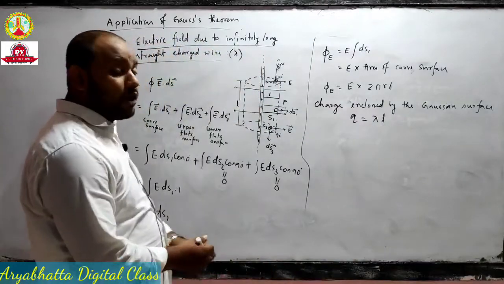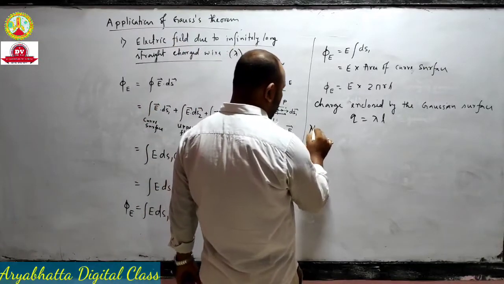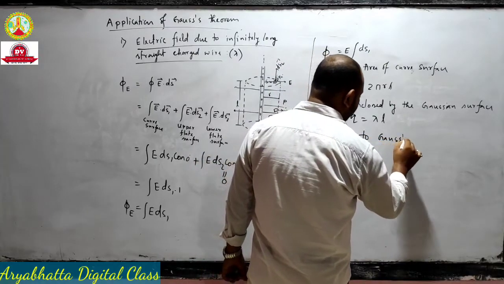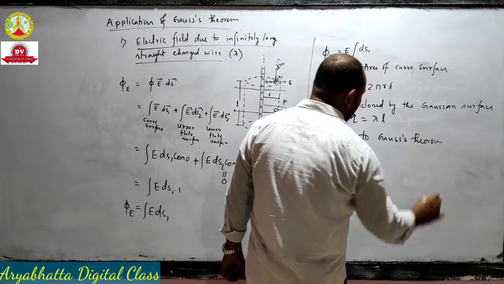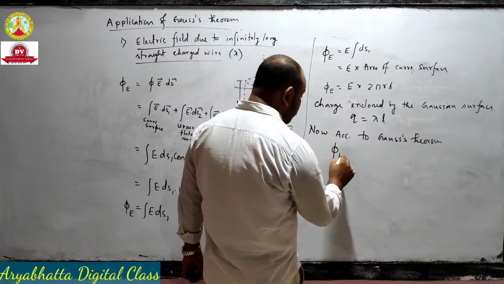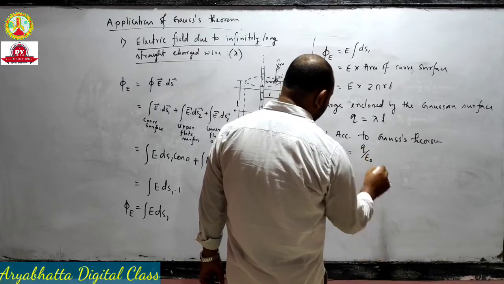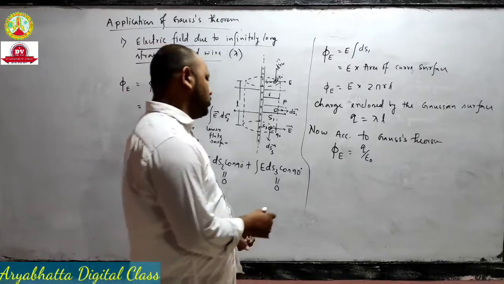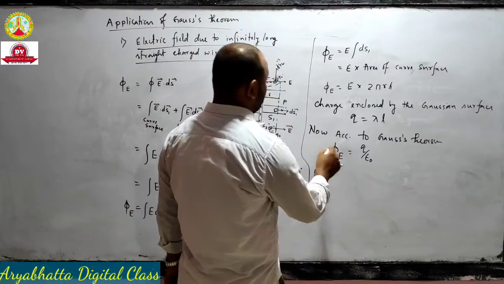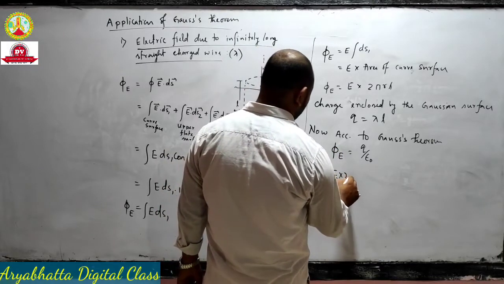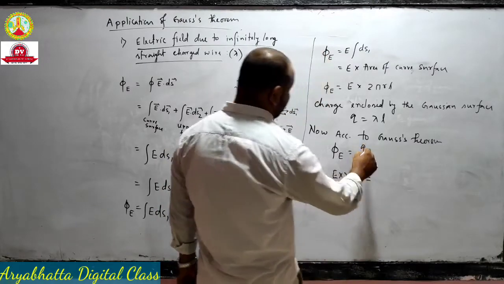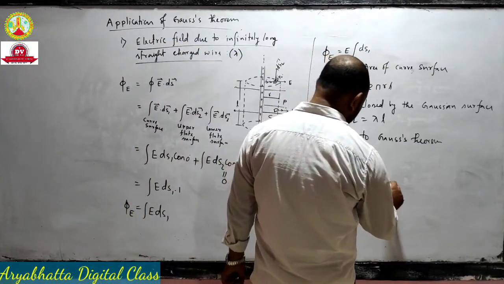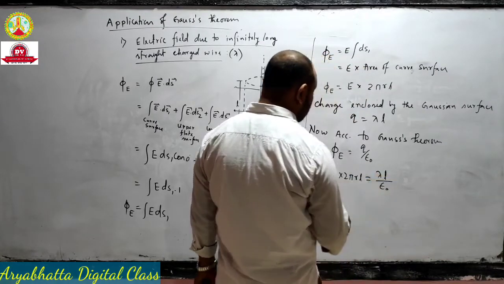Okay, and according to Gauss's theorem, the total flux phi E is equal to Q by epsilon naught. So total flux is equal to how much? Total flux phi is equal to E into twice pi R into L. And what is Q? Q is the charge enclosed by the Gaussian surface, which is equal to lambda into L, divided by epsilon naught. So L will cancel from both sides.